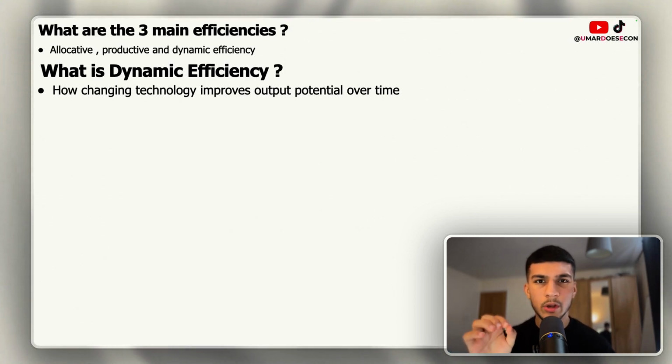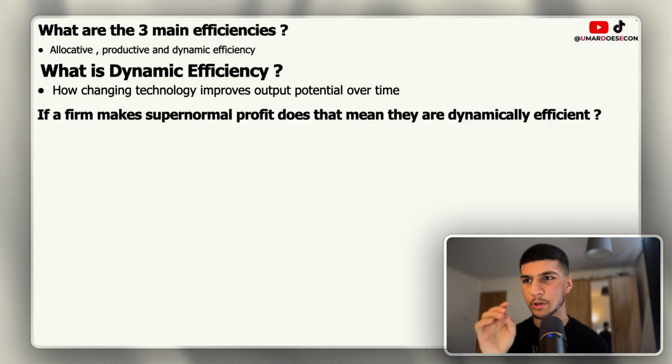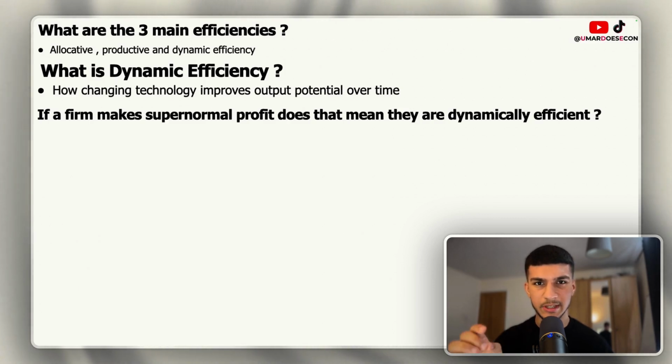But one of the main misconceptions I've picked up over thousands of hours of tutoring students is this about dynamic efficiency. So, answer me this question. If a firm makes supernormal profit, does this mean they are dynamically efficient? Now, the answer is quite simple. It is no. But even if you knew why it is no, you need to make sure you explain this in a step-by-step manner to your examiner to show you know this.